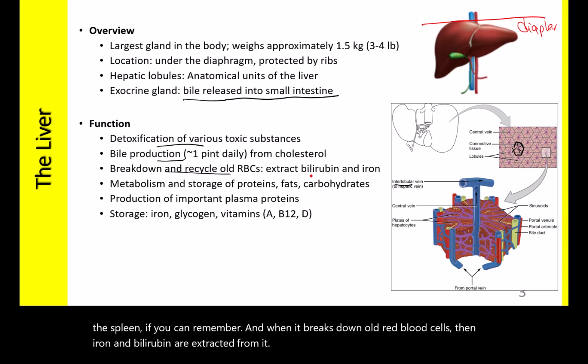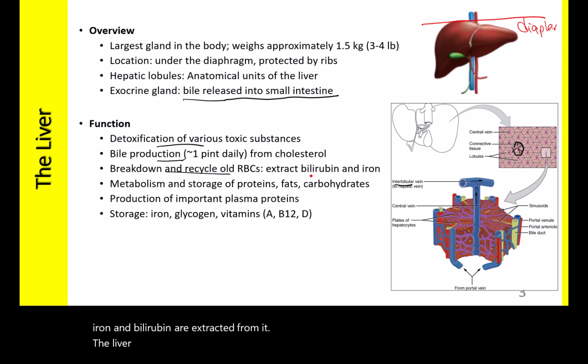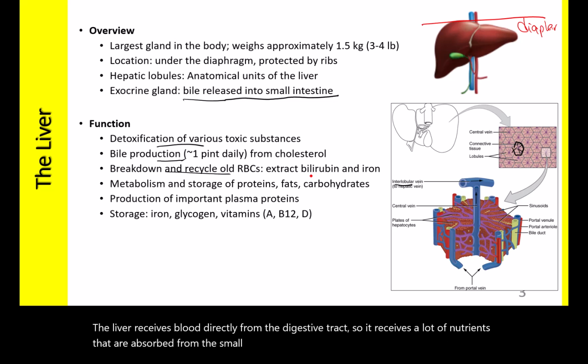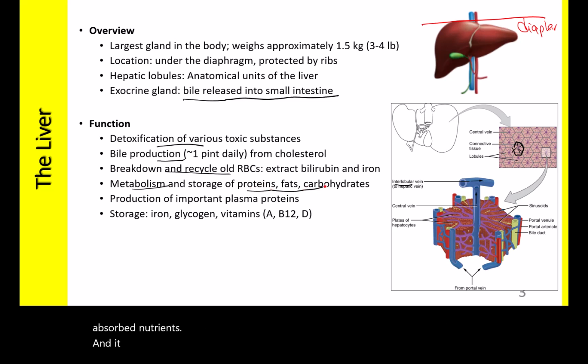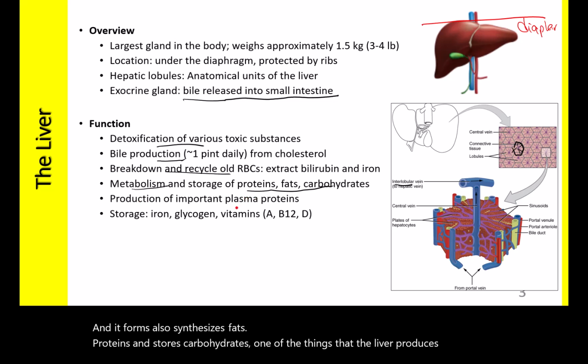The liver receives blood directly from the digestive tract, so it receives a lot of nutrients that are absorbed from the small intestine. It metabolizes and stores those absorbed nutrients, and it also synthesizes fats and proteins and stores carbohydrates. One of the things that the liver produces is plasma proteins.